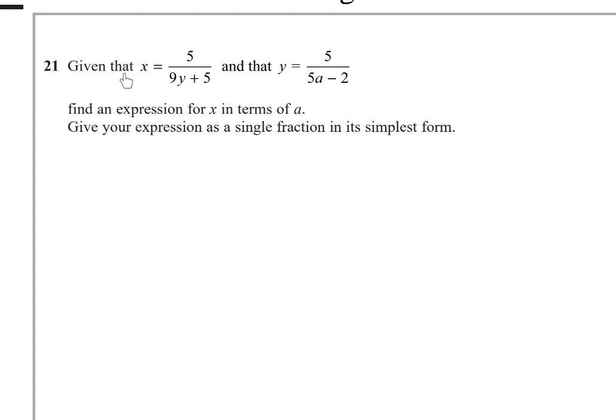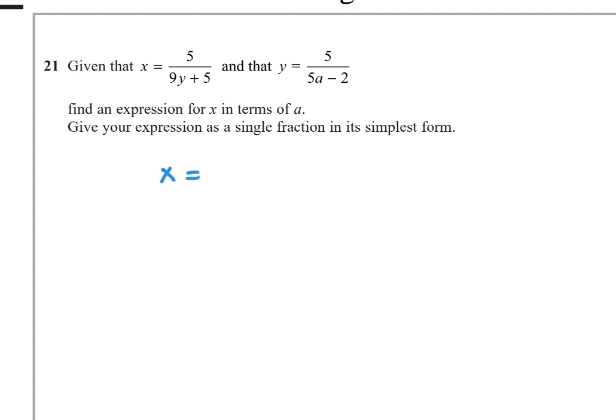Number 21. Given that x equals 5 over 9y plus 5 and y equals 5 over 5y minus 2, find an expression for x in terms of a. So we need to eliminate y. So y equals 5 over 2a minus 2, so we can substitute y in this equation by 5 over 5a minus 2.